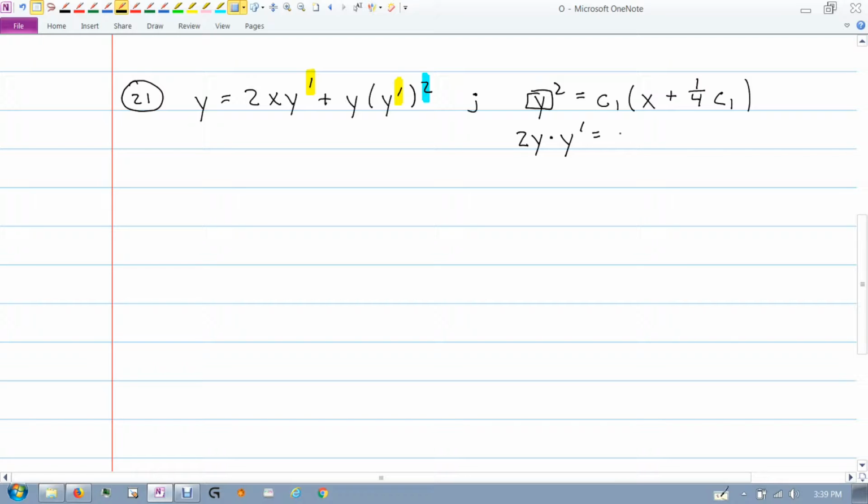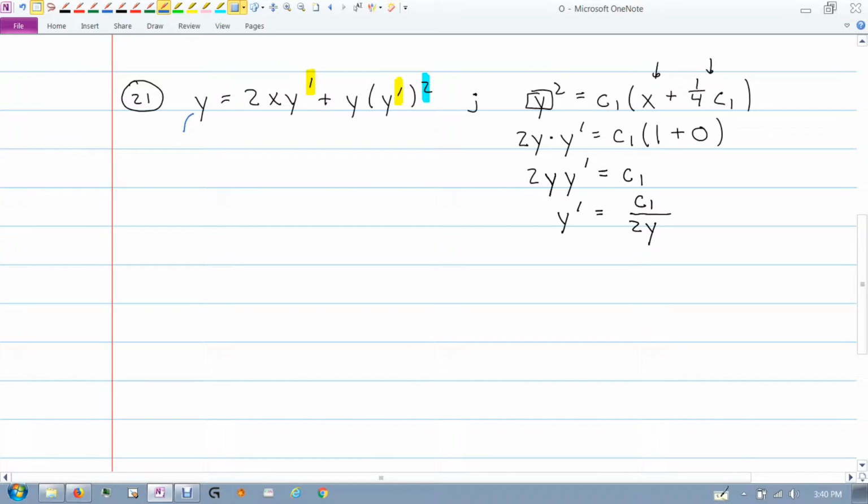Now for the derivative of the right, the constant out front is just going to stay there. Now just take the derivative of what's in here, and these are separated by addition, so I'm doing them individually. The derivative of x is 1, and the derivative of 1/4 of a constant is just going to be 0. So we have 2y y prime is equal to that constant c sub 1. And if I want to solve for y prime, I just divide through, so it'll be c sub 1 over 2y.